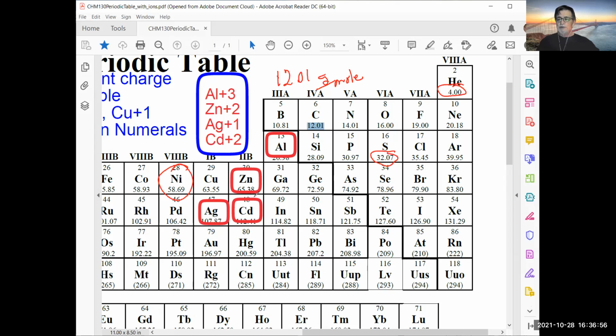The number is right underneath the symbol. What do you see there? 58.69 grams. Okay. 1 mole of nickel would be 58.69 grams, compared to 1 mole of carbon, which is 12.01. Well, carbon represents the small eggs, right? It's 100 grams per mole.